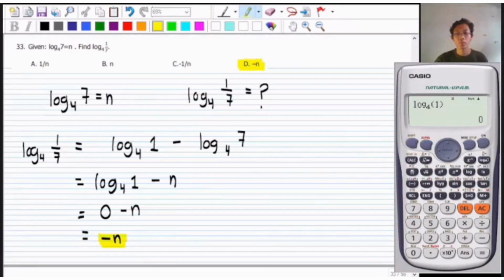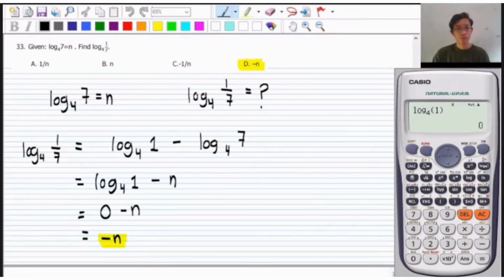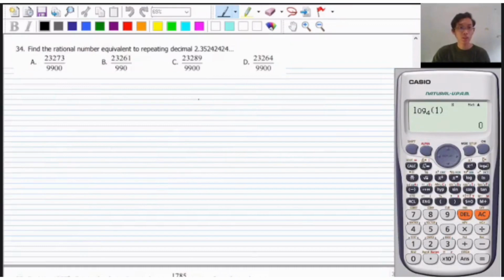Okay, pang-screenshot. Okay, next item tayo. Number 34. Find the rational number equivalent to repeating decimal 2.352424. So, anong gagawin lang dyan? Use calculator. Okay? Use calculator lang. Gamitin mo lang yung calculator mo para mapalabas yung tama.